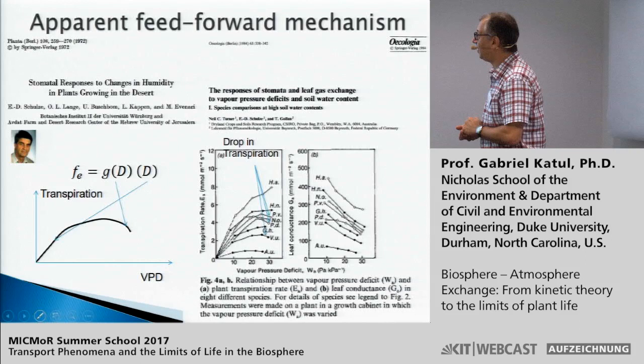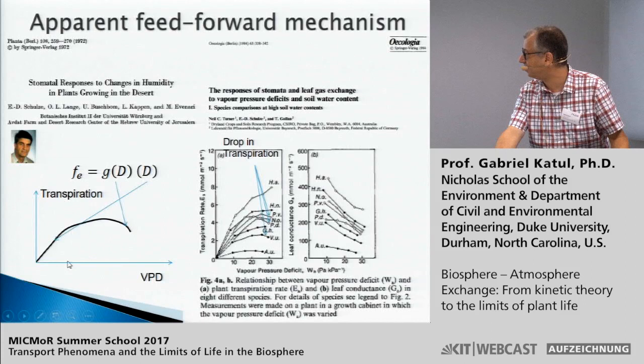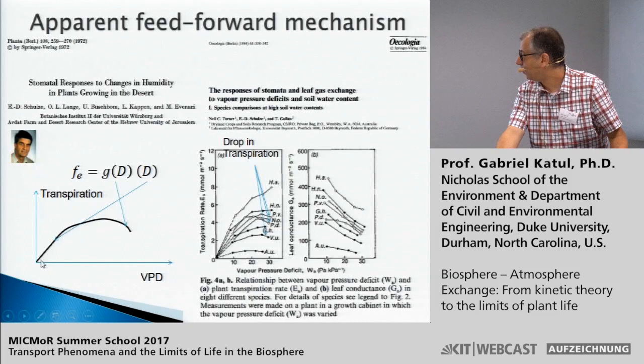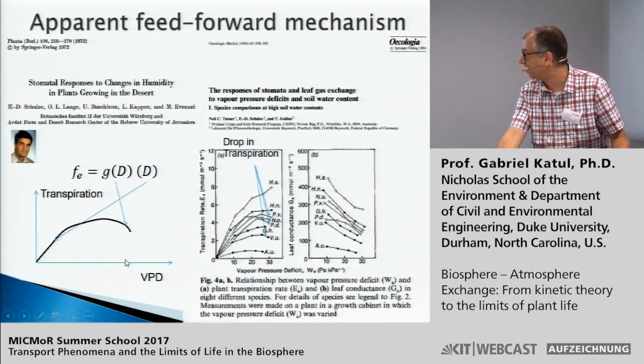If you plot transpiration on the y-axis against vapor pressure deficit on the x-axis, what you find is that up to a certain point, the transpiration against vapor pressure deficit seems to be linear. As vapor pressure deficit increases, it becomes more and more curvilinear. And so at some point, transpiration starts dropping with increasing vapor pressure deficit, despite the fact that the driving force for transpiration, which is vapor pressure deficit, continues to go up. So that would suggest that the stomatal conductance as a function of vapor pressure deficit is dropping faster than the driving force, and that generates this sort of curvature.